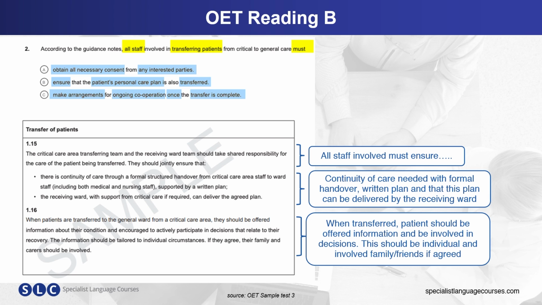And option B is correct. The whole of the first part of the text supports this option. Option A is incorrect because even though it says if they agree in the final paragraph, they is referring to the patient and not any interested party. Option C is incorrect. It mentions information should be provided to the patient and they should be involved in decisions, but it doesn't talk so much about cooperation.